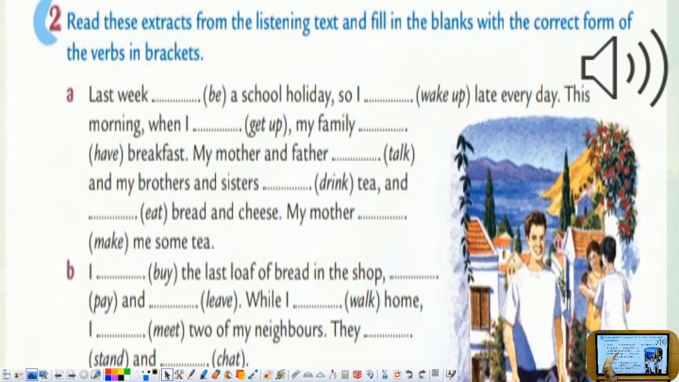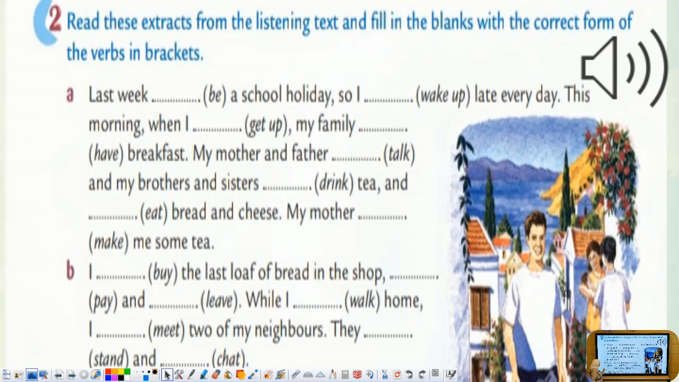Last week we have the verb to be, was or were, a school holiday, so I wake up late every day. This morning when I get up, my family have breakfast. My mother and father talk, and my brothers and sisters drink tea and eat bread and cheese. My mother make me some tea. I buy the last loaf of bread in the shop, pay and leave. While, we have while, and after while, the main verb is in past continuous. While I walk home, I meet two of my neighbors. They stand and chat. This is the extract.